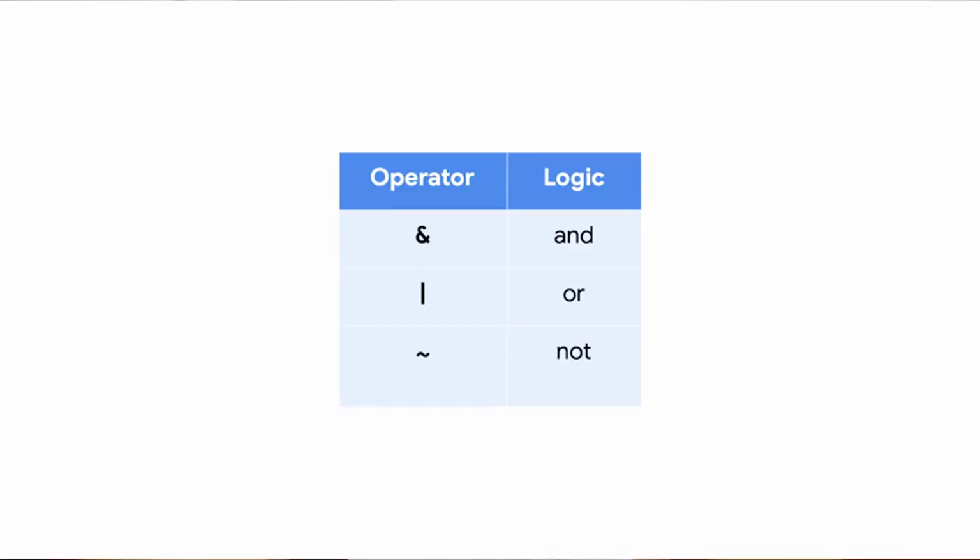Sometimes you'll need to filter data based on multiple conditions. Pandas uses logical operators to indicate which data to keep and which to filter out in statements that use multiple conditions. These operators are the ampersand for and, the vertical bar for or, and the tilde for not. Let's review how this works.